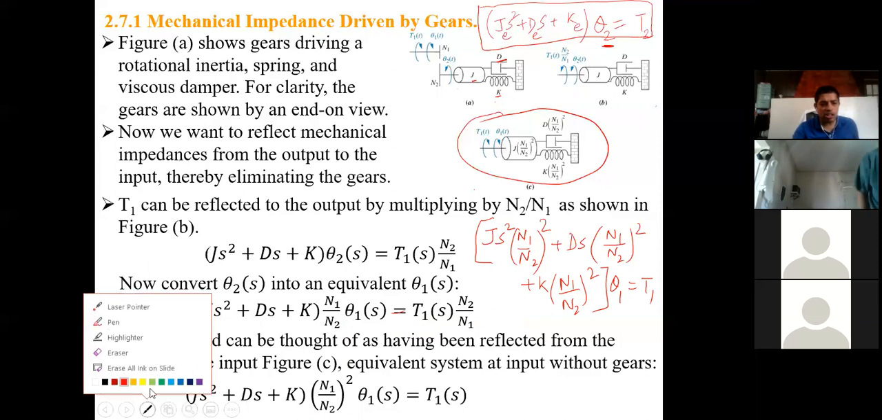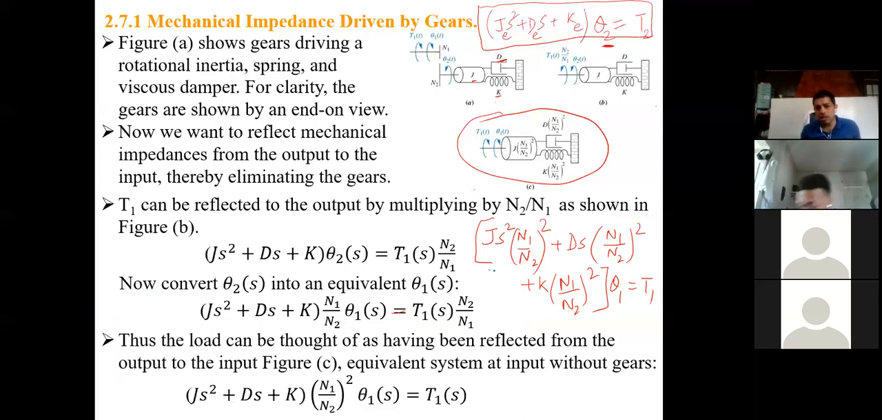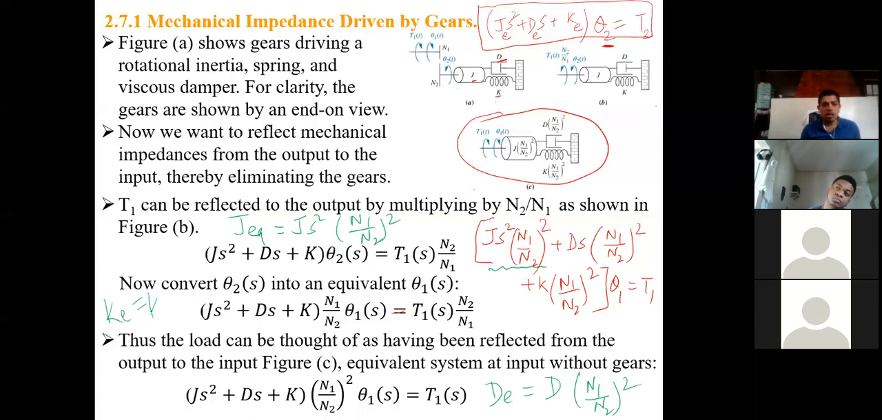Now I will define what is my JEQ. So this is my JEQ. My JEQ, or simply JE, is Js (N1 over N2) squared. Now similarly, help me, what is my DEQ? DEQ is D (N1 over N2) squared. Then what is my KE? KE is simply K (N1 over N2) squared. Now I define my equivalent J, D, and K. Conclusion.